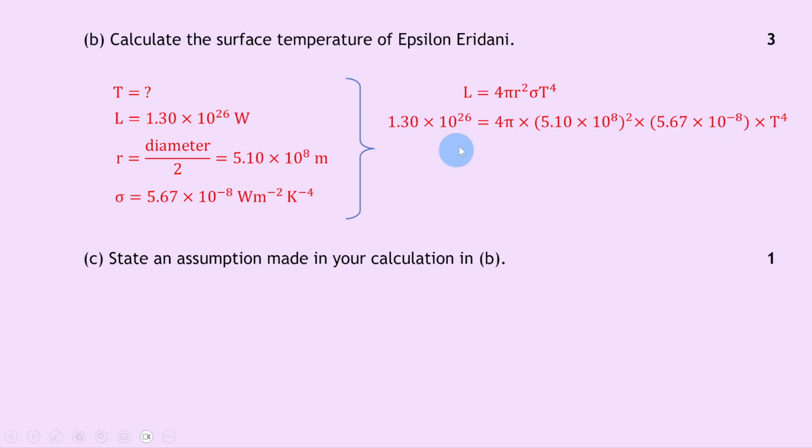Well, in your calculator you can do the left hand side divided by this term here, and that will leave you T to the power of 4 on its own, and then you need to take the 4th root of that answer to find T on its own. So doing that in your calculator should give you an answer of T equals 5150 Kelvin.